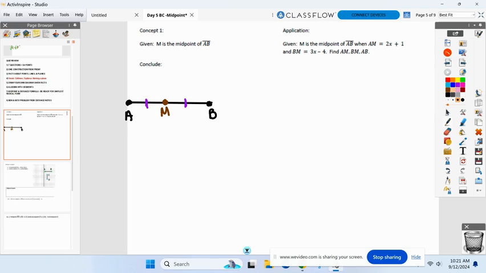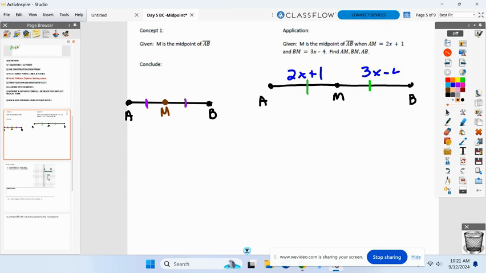You guys can use the same diagram if you want. I'm going to draw a different one, but if you want to use the same diagram, it's still line segment AB and midpoint M. But now let's set up an equation here. Segments AM and MB are congruent. The length of AM is 2x plus 1, so we'll throw that up there. The length of BM is 3x minus 4. Find the lengths of AM, BM, and AB for me.